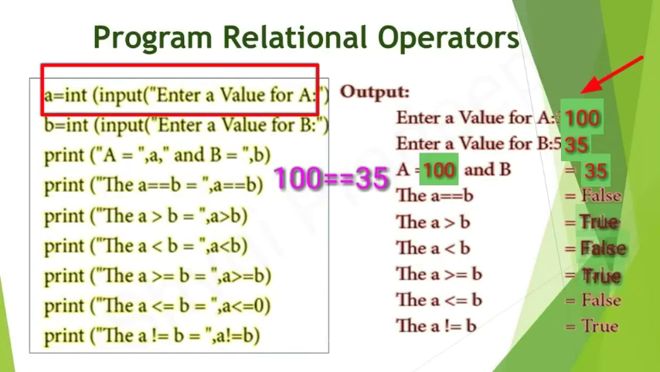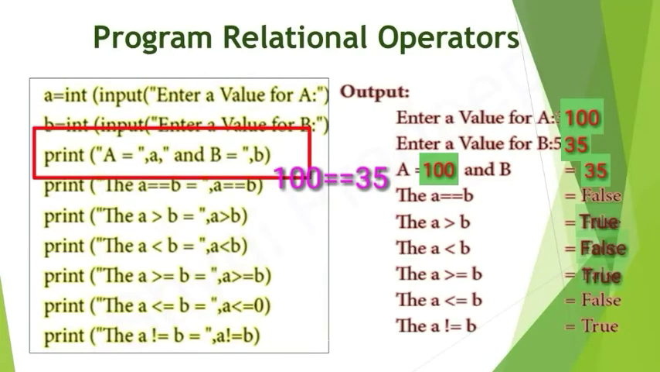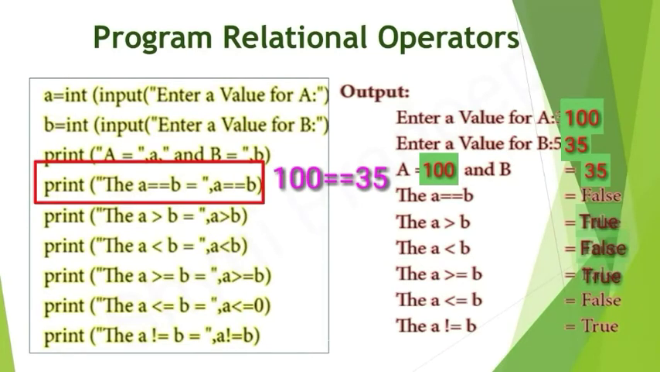Okay, let us assume a is equal to 100. Okay, and next b is equal to int input, enter a value for b. So let us assume b value is 35. Okay, next print a is equal to 100 and b is equal to 35. Or next print the a is equal to b. So now you have to compare these two values, a and b. Okay, a is 100, b is 35.